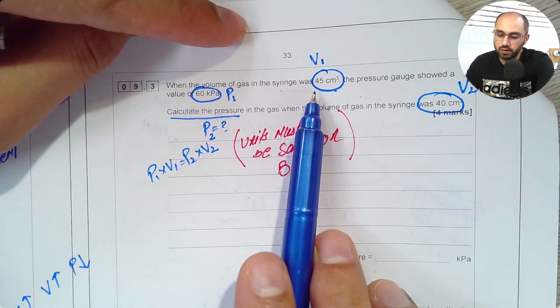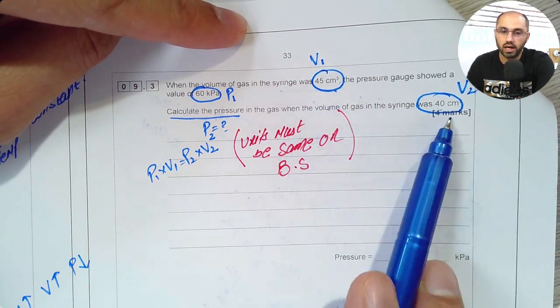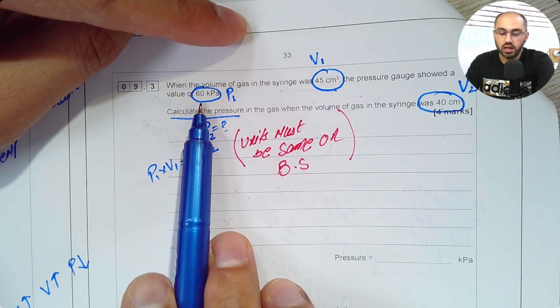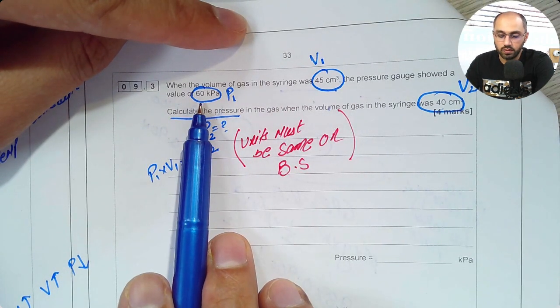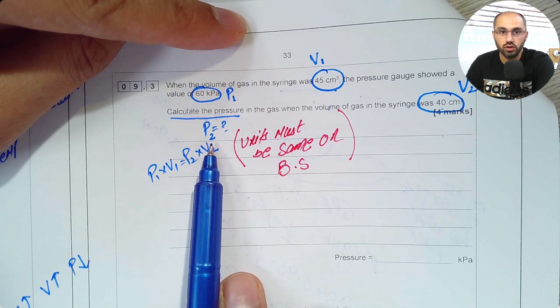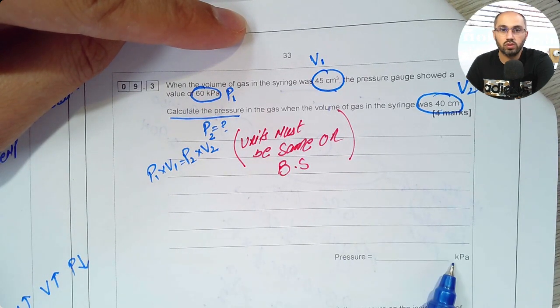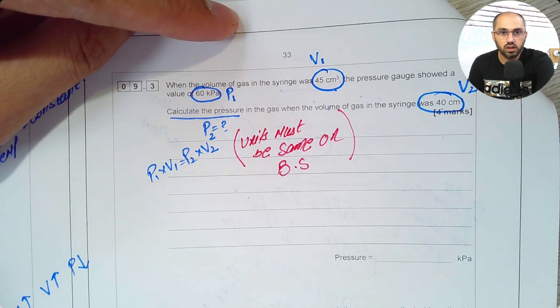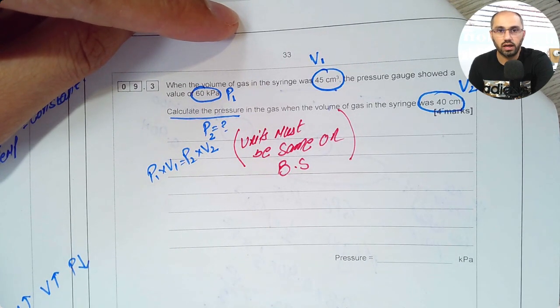So we can see here we've been given 2 volumes and they both have same unit, which is centimeter cube. So we don't have to worry about that. We've been given pressure 1 as 60 kPa. We've been asked to find P2. And if you look at it, P2 also has same units as P1. So we don't have to carry out any unit conversion. We simply have to plug in the values and solve.